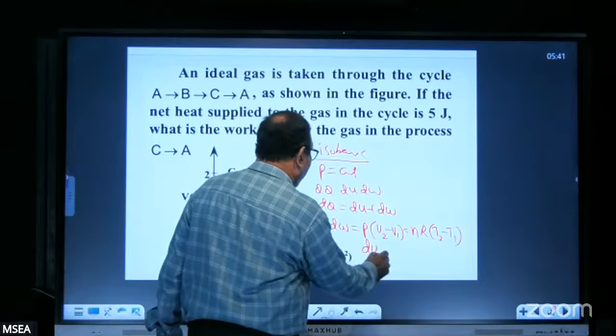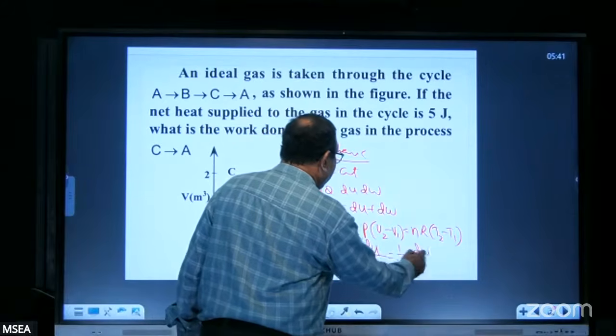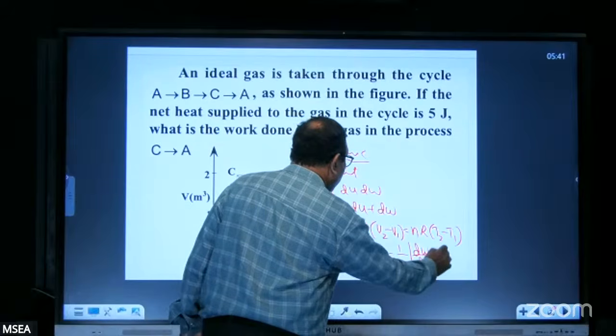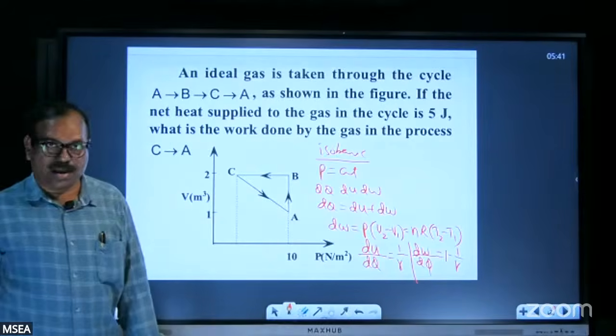Also, as I told, we can take du by dq is equal to 1 by gamma, and dw by dq is equal to 1 minus 1 by gamma. This is for isobaric process.